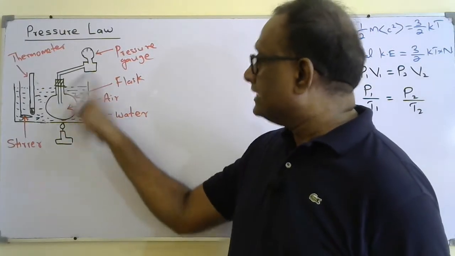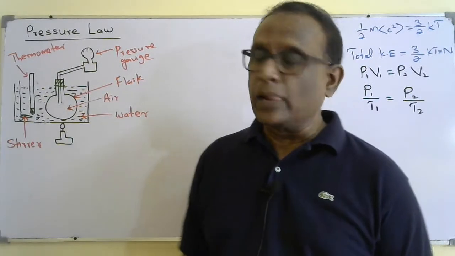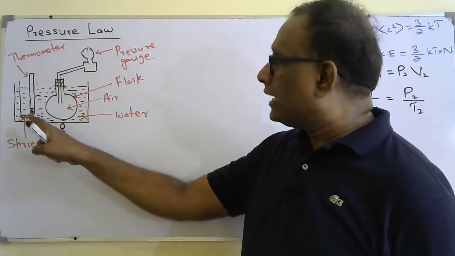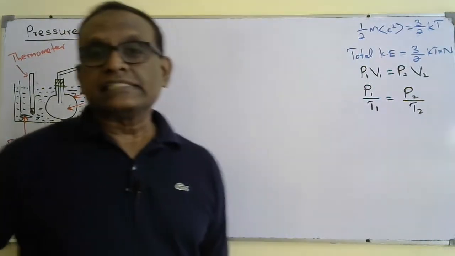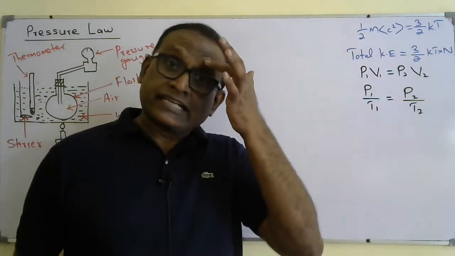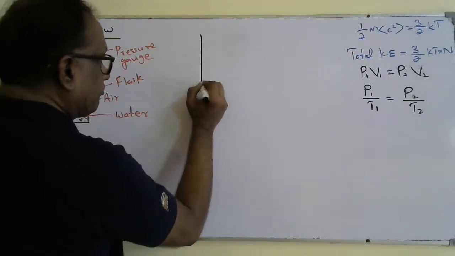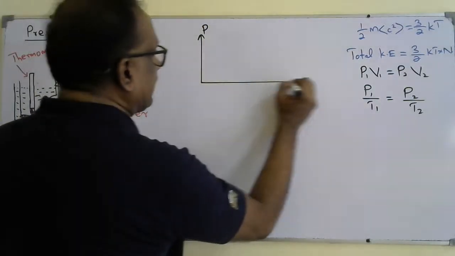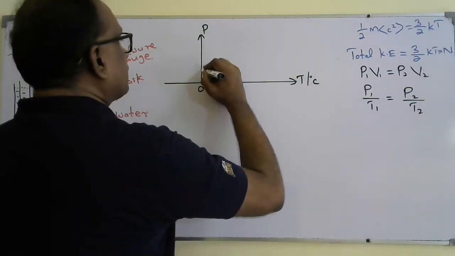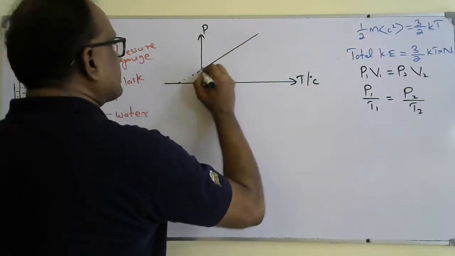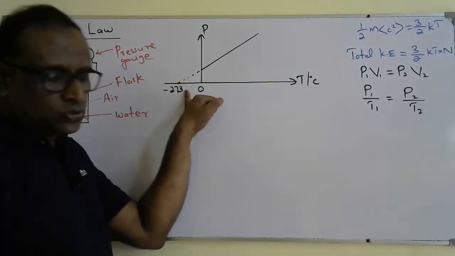So record the reading initially at room temperature. Initially the pressure gauge will read the pressure of the air, which is at room temperature. So heat the water, stir it well, and at different temperatures, record the pressure gauge reading. Then plot a graph of pressure gauge reading, that is the pressure of the air in the flask, against temperature in Celsius scale. If you plot a graph of pressure against temperature in Celsius scale, the graph will not pass through the origin. The graph will be a straight line, but it will intercept the temperature axis at minus 273.15. 273 we can take it.